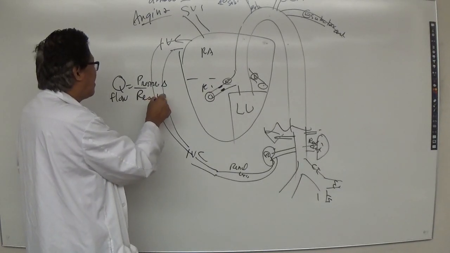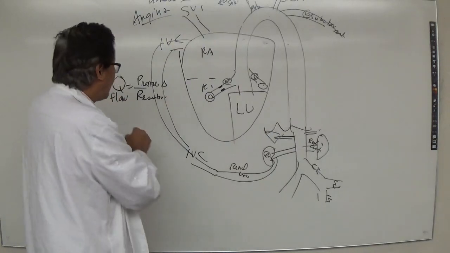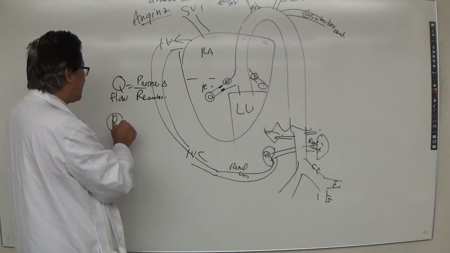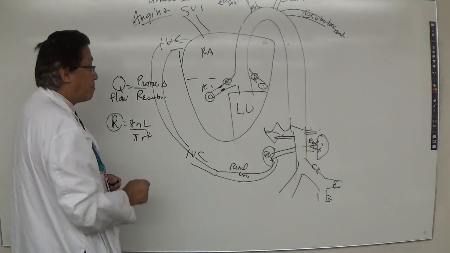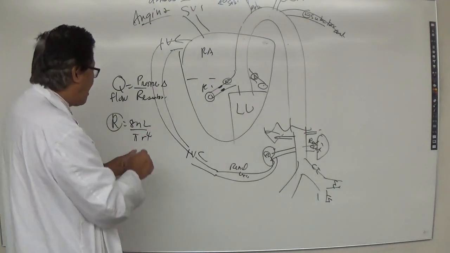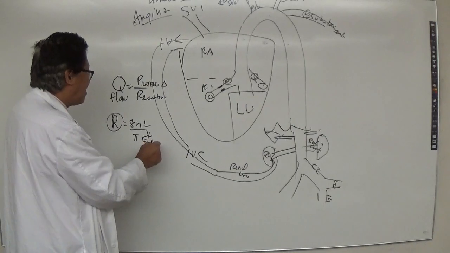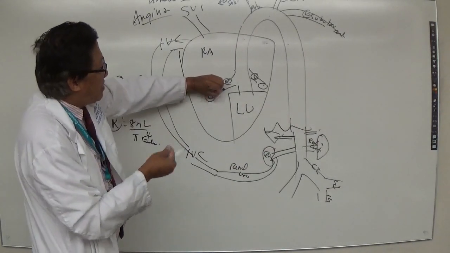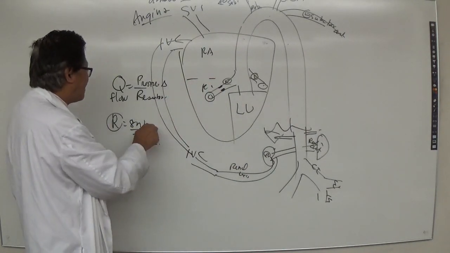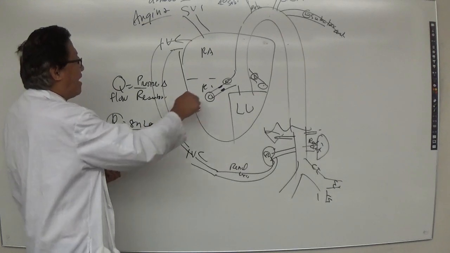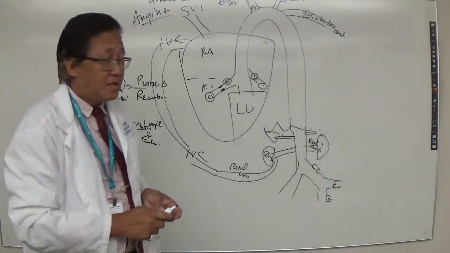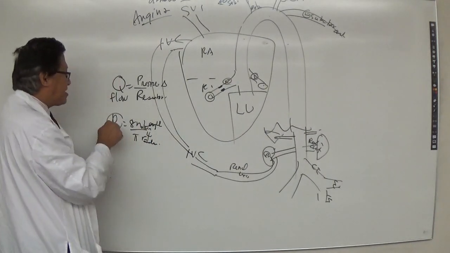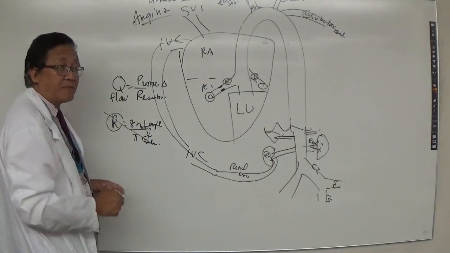Resistance. And remember the Poiseuille's law? Where R, or resistance, is equal to 8 L eta over what? Pi R to the 4th. R representing radius of the blood vessel, like this one here. And then what is L? Length of the blood vessel. And what is eta? Viscosity of the blood.